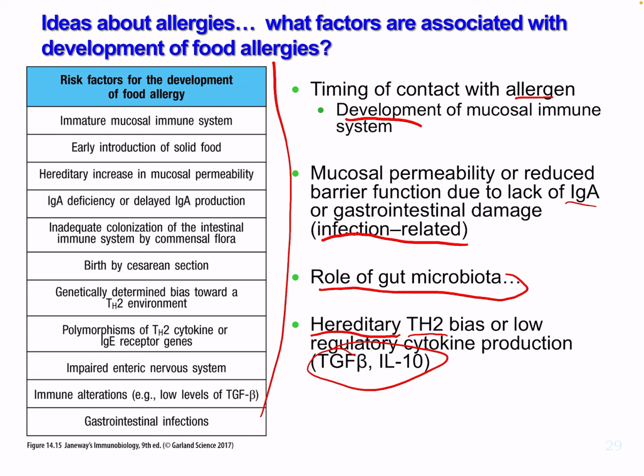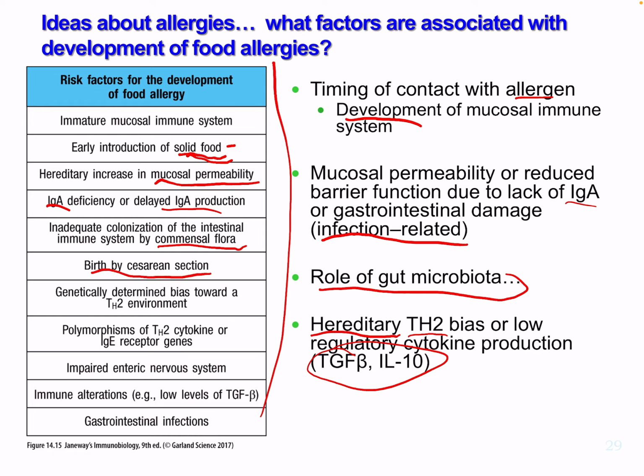So you're young, you have an immature mucosal immune system, early induction to solid food. So sometimes giving children solid food too early can cause an issue. So there's hereditary increases in mucosal permeability, IgA deficiencies or delayed IgA, inadequate colonization of the intestinal immune system by commensal microbiota. So apparently birth by cesarean section can increase the risk.